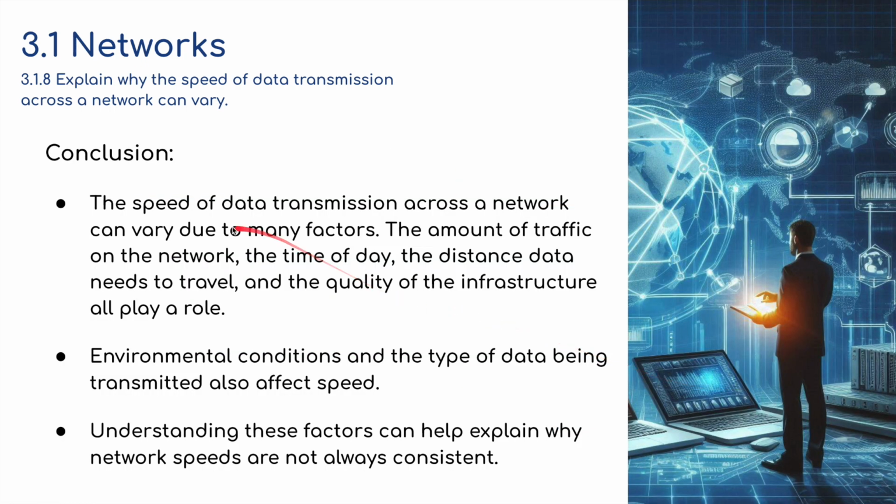So in conclusion, the speed of data transmission across a network can vary due to many factors. The amount of traffic on the network, the time of day, the distance data needs to travel, and the quality of the infrastructure all play a role. Environmental conditions and the type of data being transmitted also affect the speed. If you understand these factors, this can help you explain why network speeds are not always consistent.